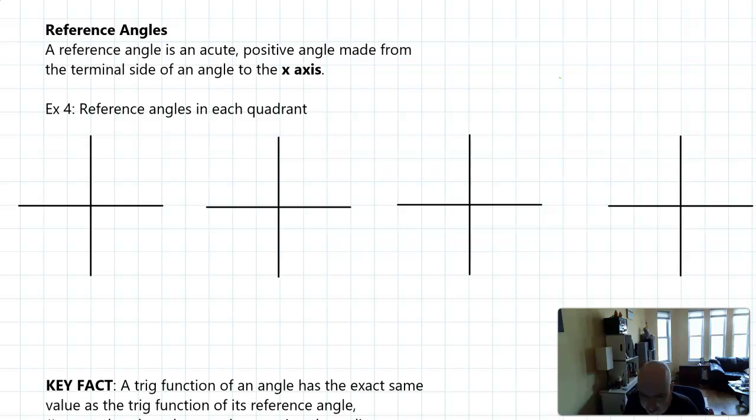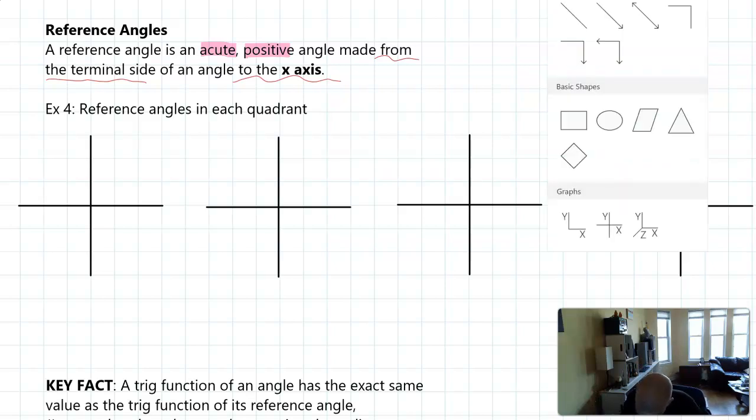So the next trig thing to look at is something called reference angles. We've actually been using reference angles for a couple days now, but we haven't really formalized it. So here we go. A reference angle is an acute positive angle that's made from the terminal side of an angle to the x-axis. And I have 4 little quadrants here because the reference angles look different in each quadrant. So I want to give you a diagram of what a reference angle looks like in each of the 4 main quadrants.